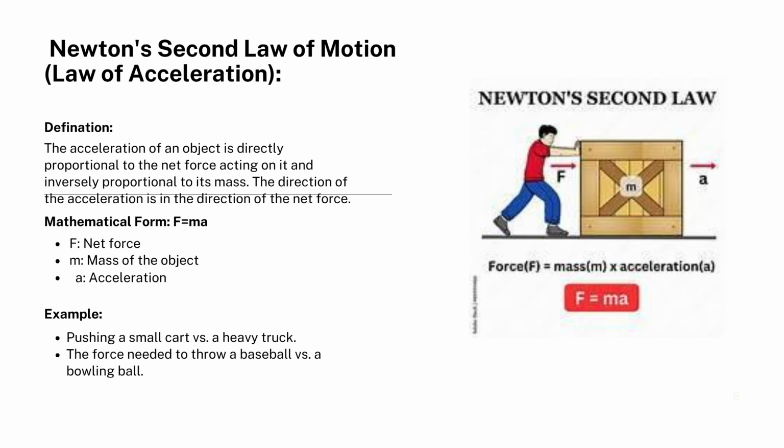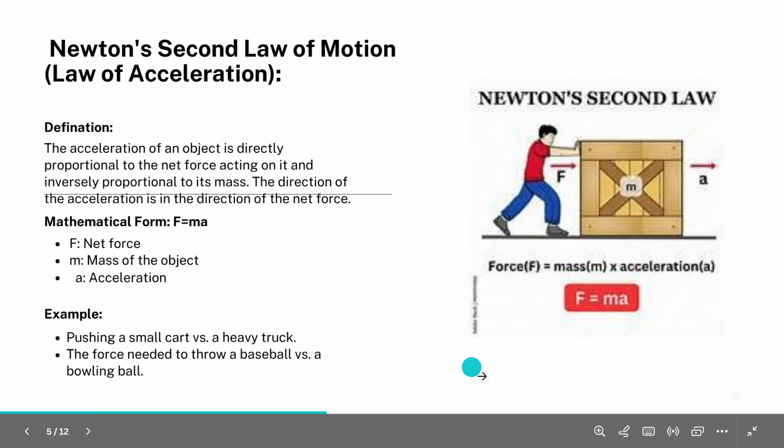Newton's second law of motion is also called the law of acceleration. This law tells us that the acceleration of an object is directly proportional to the net force acting on it and inversely proportional to its mass. The direction of the acceleration is always in the direction of the net force. Mathematically, this can be expressed as F equals ma. This is a very famous equation we all must know, where F is the net force, m is the mass of the body, and a is the acceleration.